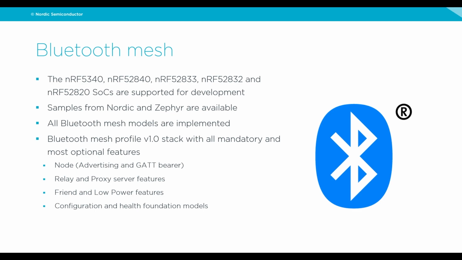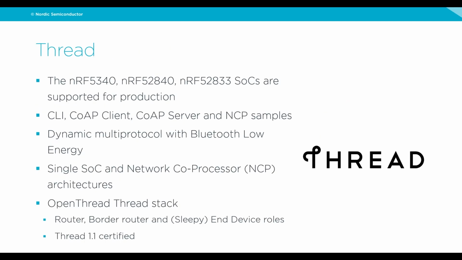So we do have Node, both advertising and GATT bearer, relay and proxy server features, friend and low power features, and also configuration and health foundation models. So that's all included. On the Thread side, there's support for production for the nRF5340, 52840, and 52833 SoCs.